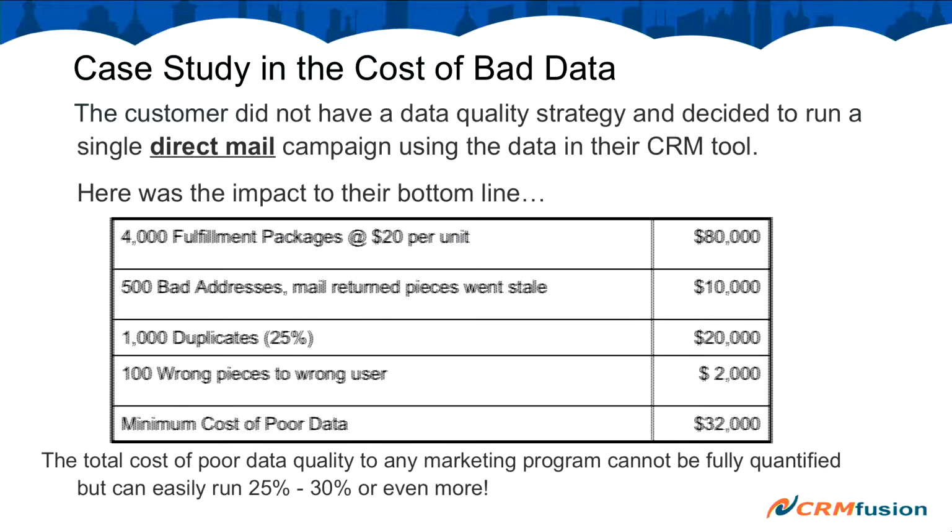They also had a 25% duplicate rate. So they sent out more than one of these fulfillment packages to 1,000 people, costing them another $20,000. 100 pieces went to just the wrong person altogether inside of those dealers. So that one single campaign, an $80,000 campaign, had a $32,000 overhead cost simply because of the data. And this is not unusual. We see this all the time. I've seen numbers even higher than this in some accounts.